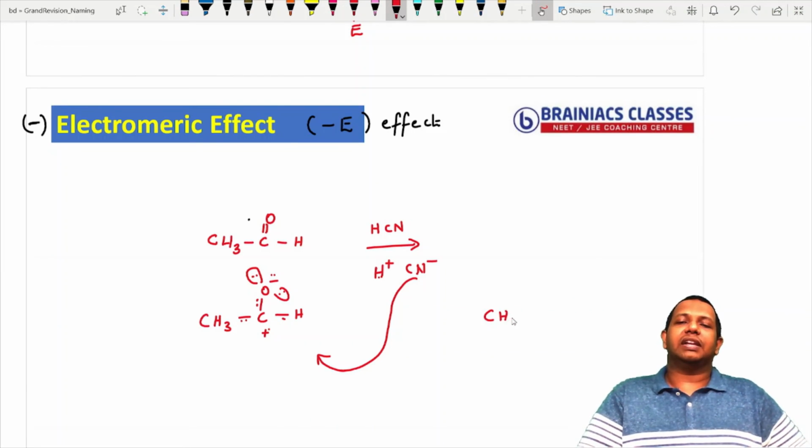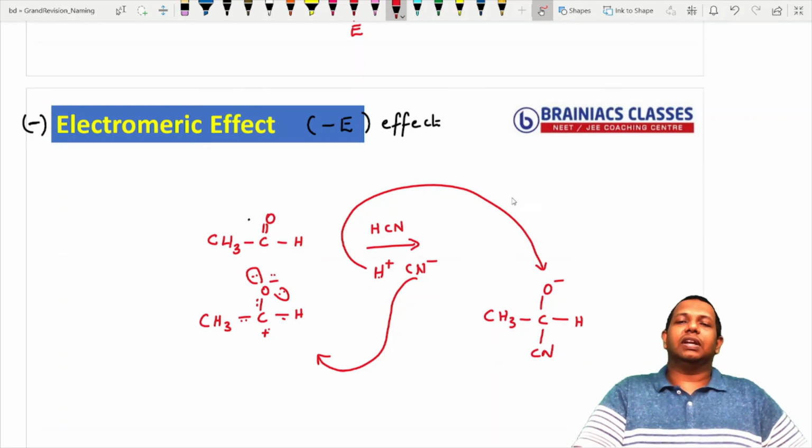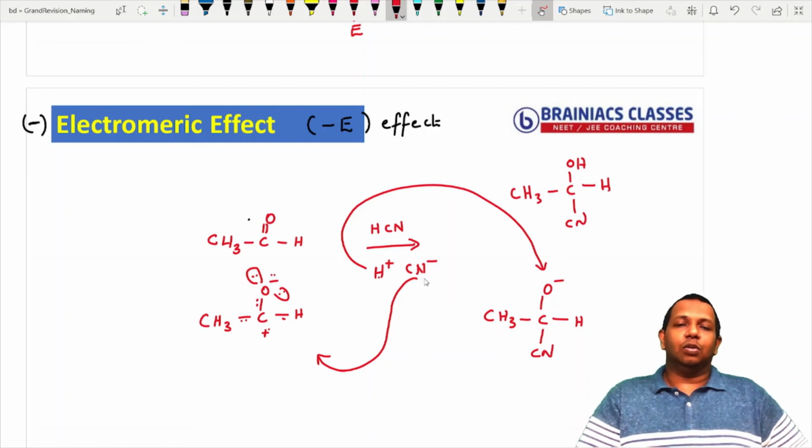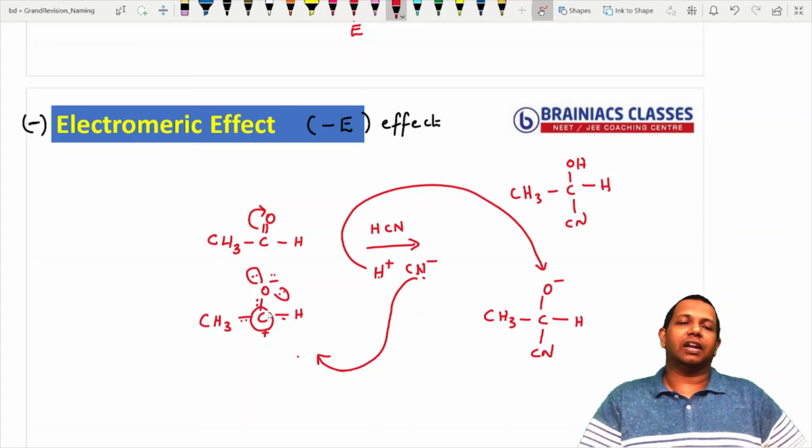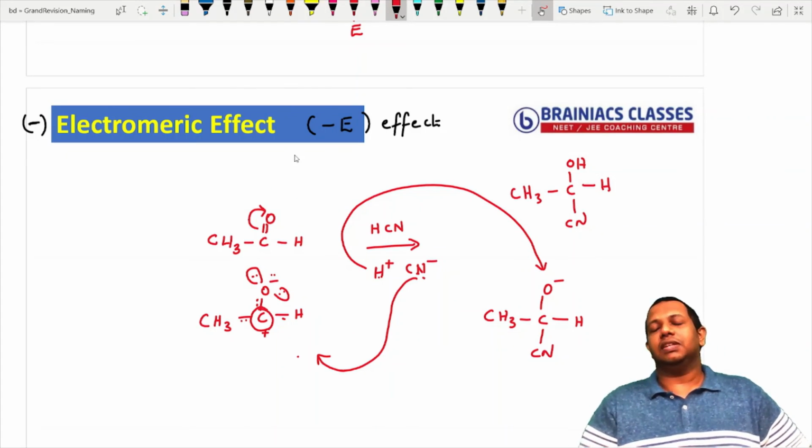So it will come and attack and you will get CH3, CN, and you have hydrogen and here O minus. In the next step only H plus will come and attack. So you will get CH3, COH, CN and H. This is cyanohydrin. So we can say when nucleophile comes and attacks here, this will polarize in such a way that electrons shifted towards one atom, oxygen, but the reagent or the nucleophile attacked at the other carbon atom. Such effect is called minus E effect.